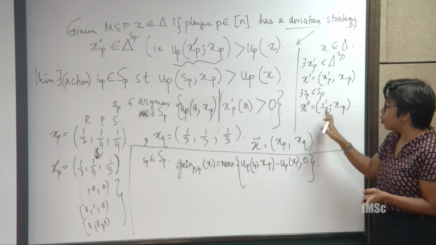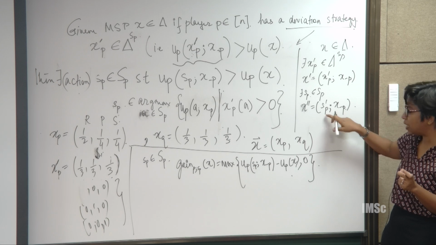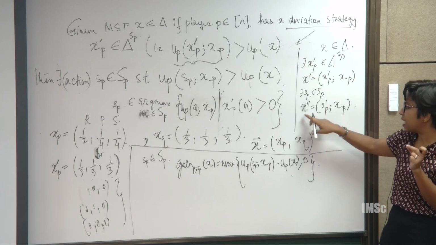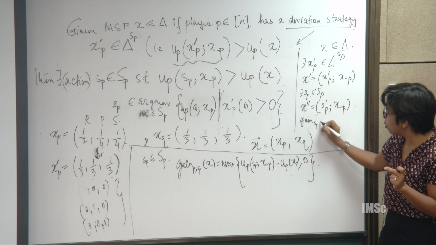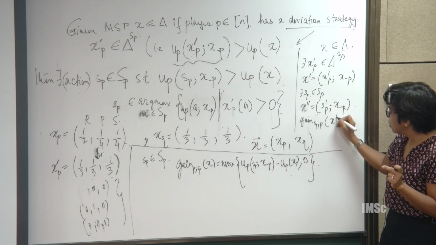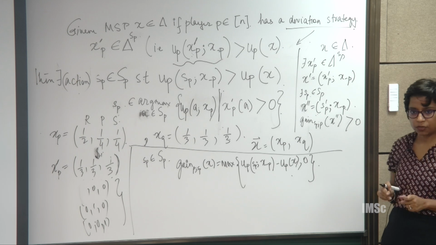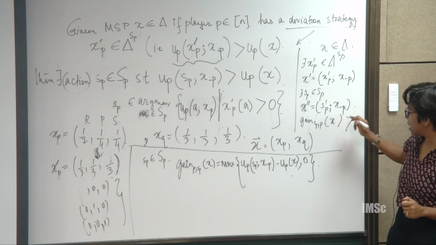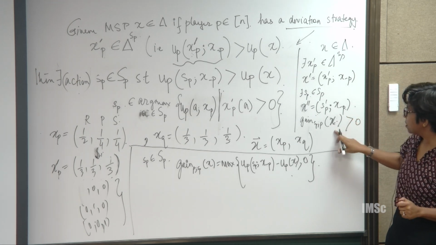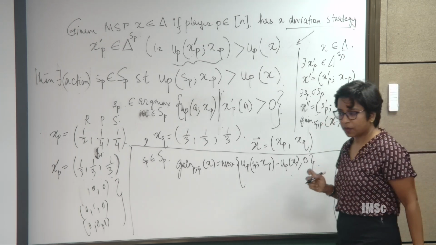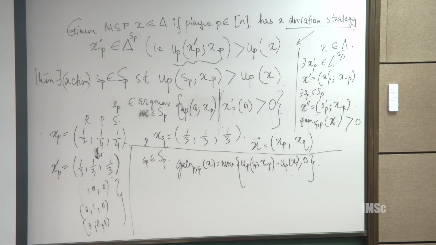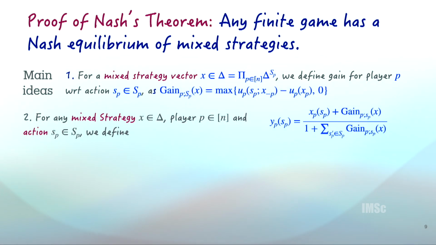Okay? Therefore, my gain function is defined only on actions, right, not pure strategy. Gain for this will be greater than 0, correct? This will be greater than 0, right, because literally I will be able to detect this s prime. Okay. So, this is where the entire proof will now be, showing that such a thing exists.